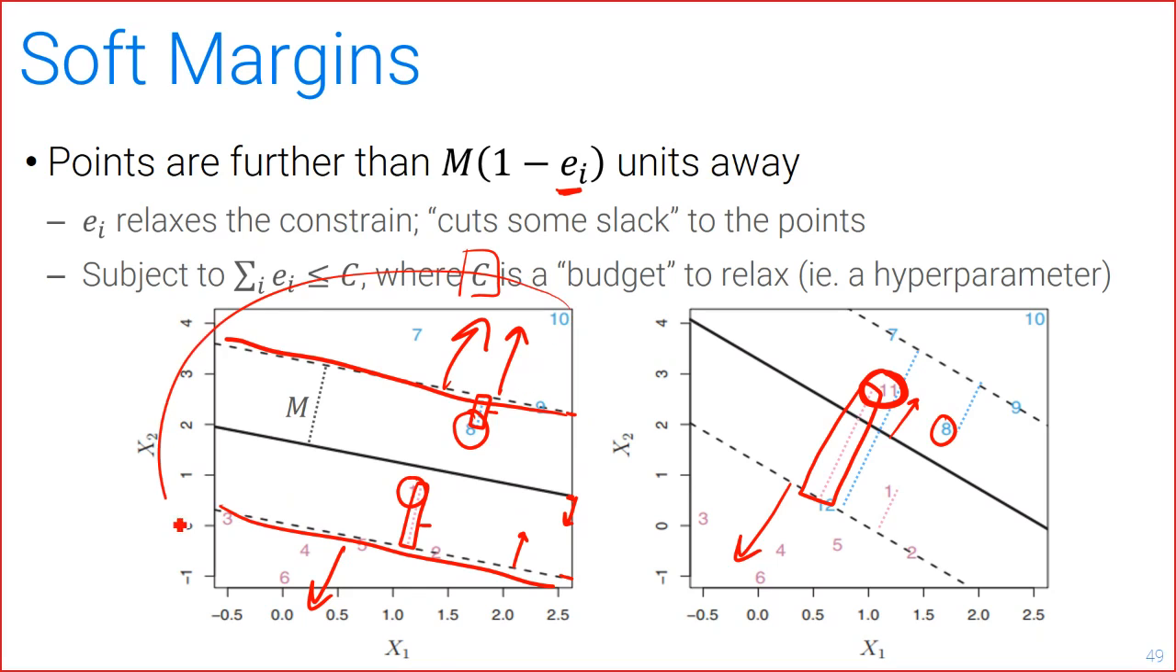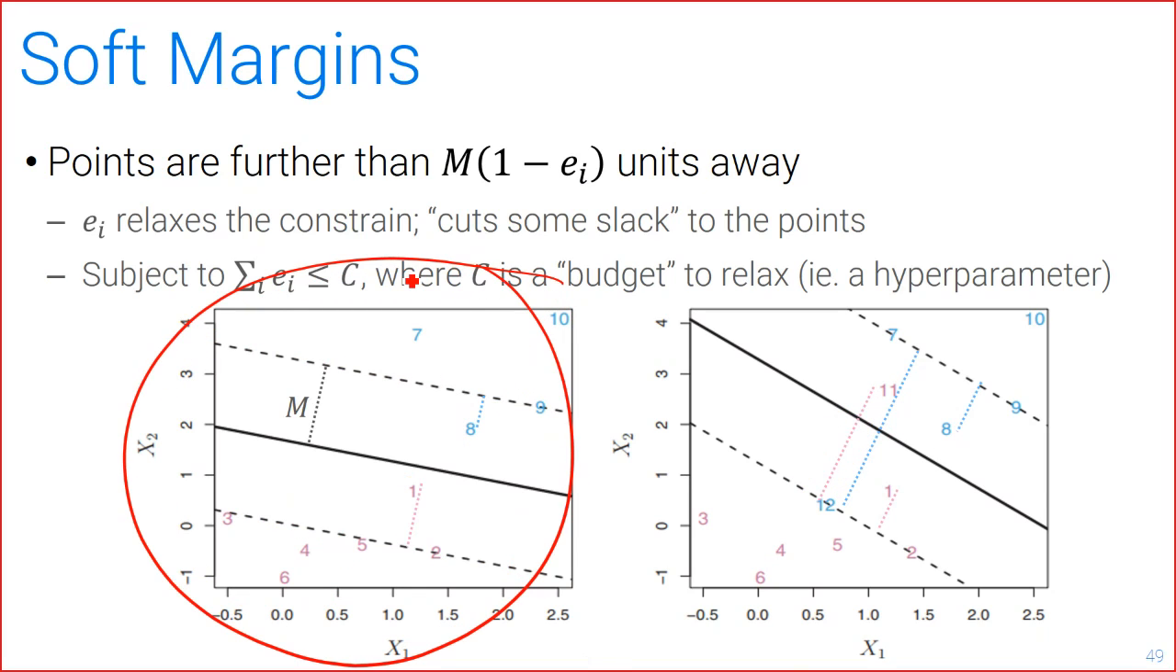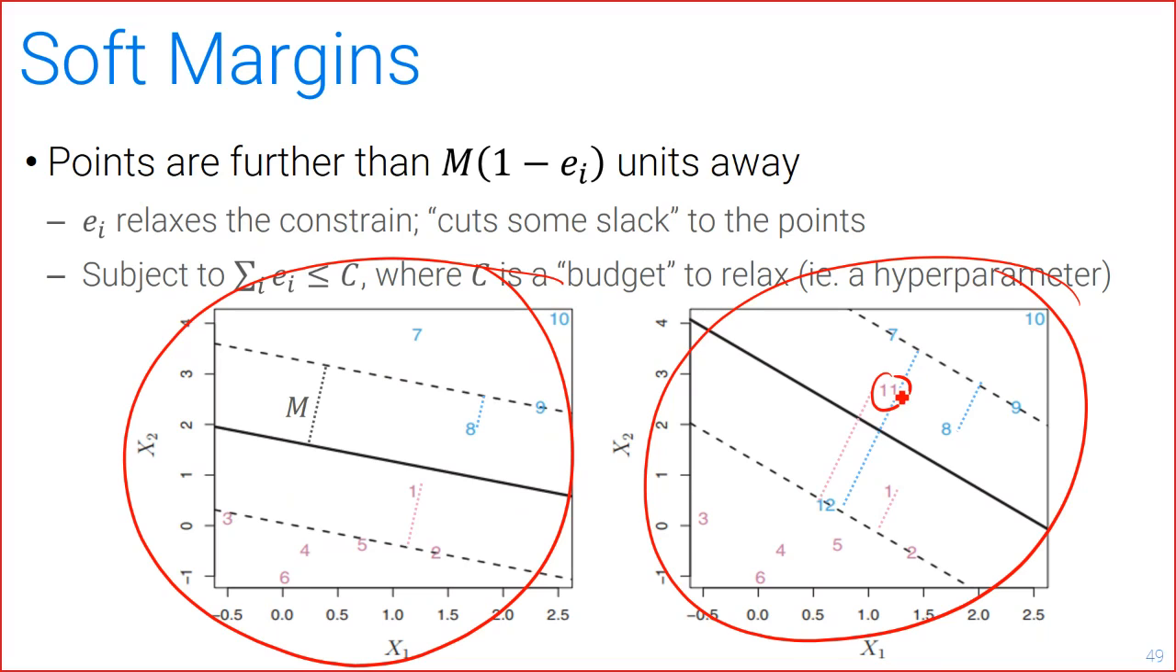Now, in this case, all points are correctly classified. In this case, point 11 and point 12 are misclassified, but maybe the hyperplane is better. That's the idea. So we are going to give some slack to the margins.